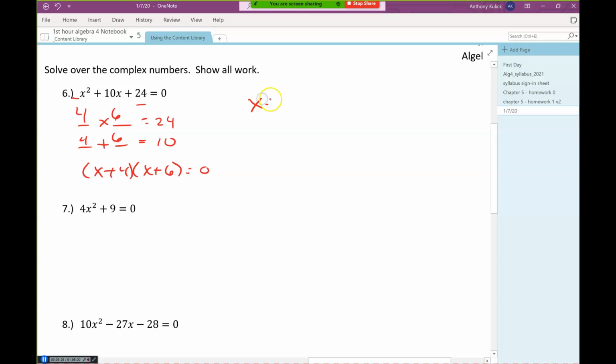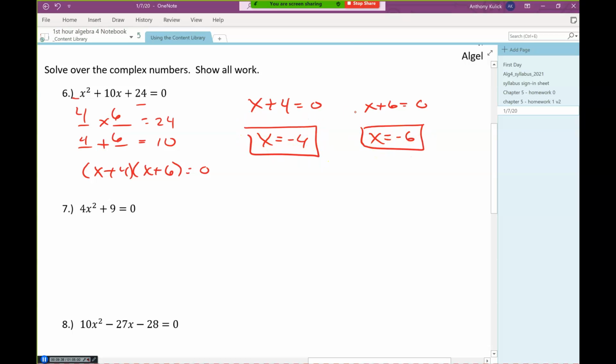And if I then apply the zero product property, I can set each of those factors equal to 0 and solve them both. Subtract 4 from both sides to get x equals -4. And subtract 6 from both sides to get x equals -6. Those would be the same 2 results if you used the quadratic formula also. You could not have solved this one directly, though.